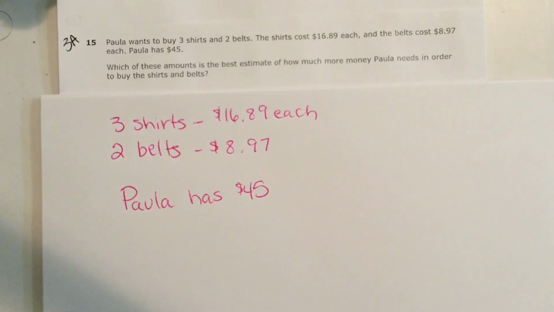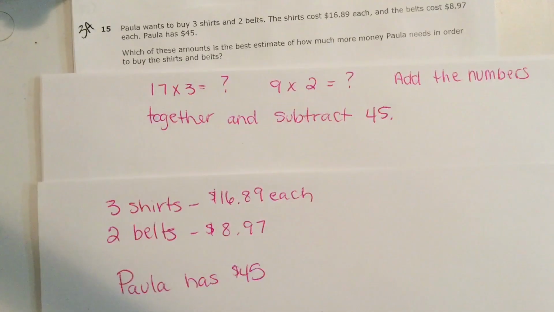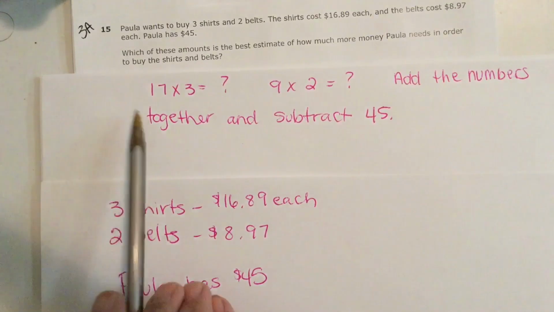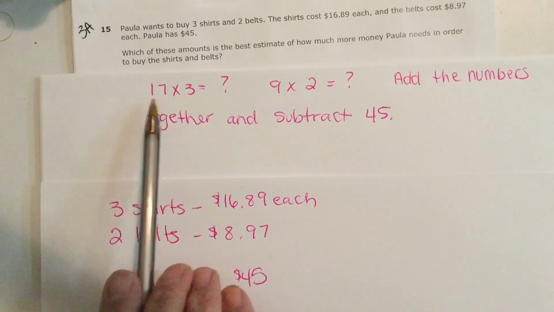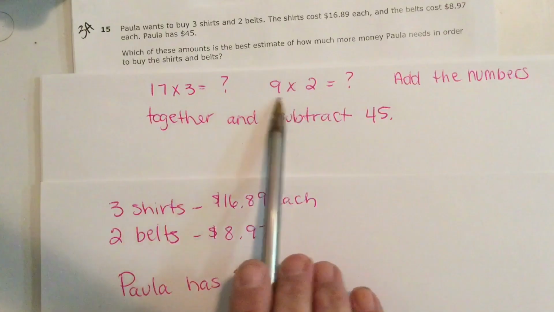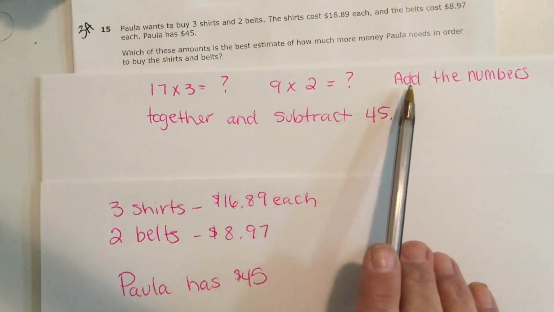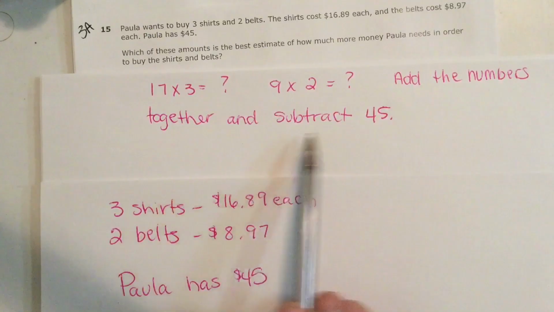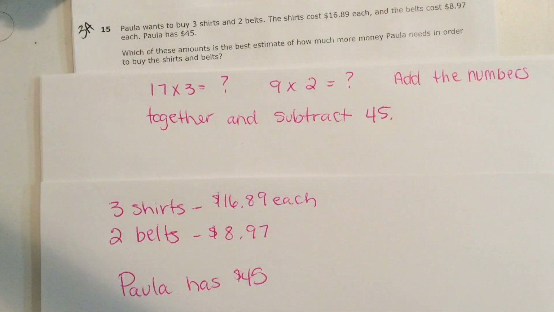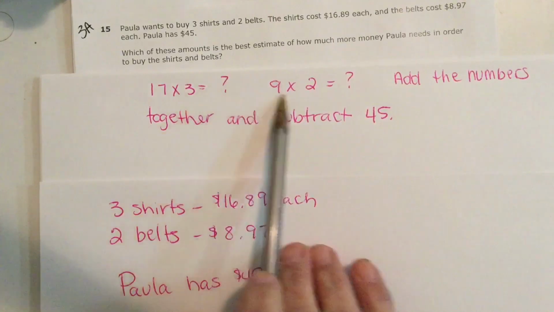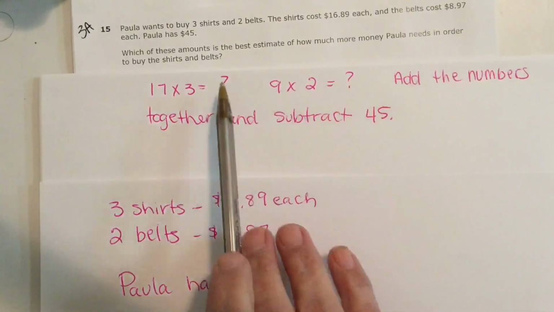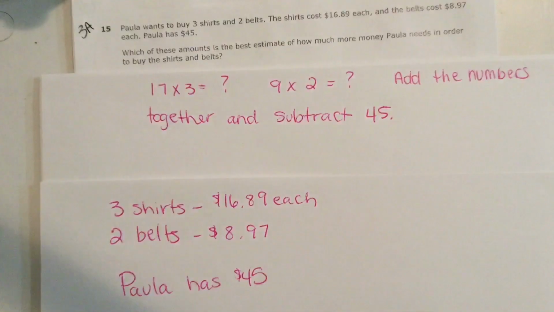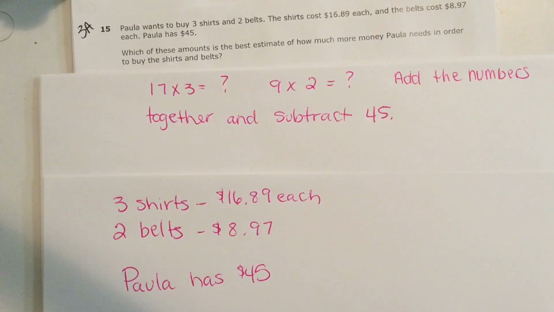I don't want to know what the answer is going to be. I want to know how would you solve it. So you could put something like this. You would say in your text box, you'd put 17 times 3 equals question mark, 9 times 2 equals question mark, and then you would tell me, add the numbers together and subtract 45. Or you could even solve 17 times 3 equals this, 9 times 2 equals this, add this number plus this number together, and subtract it from 45. I just don't want to see a final total. I don't want to see a final answer. Right now, I just want to see that you understand how to attack the problem. Okay? All right, so let's look at the next one.